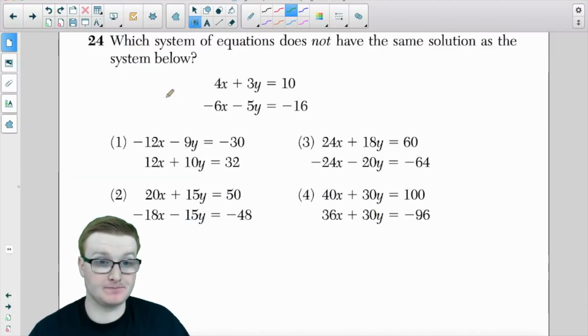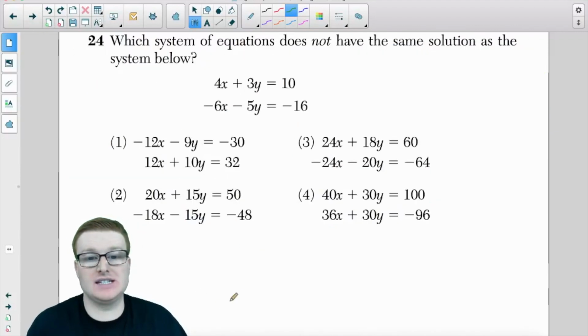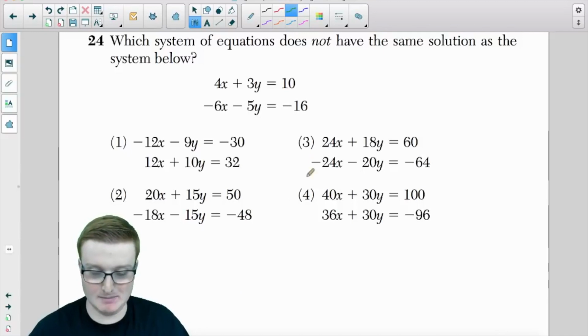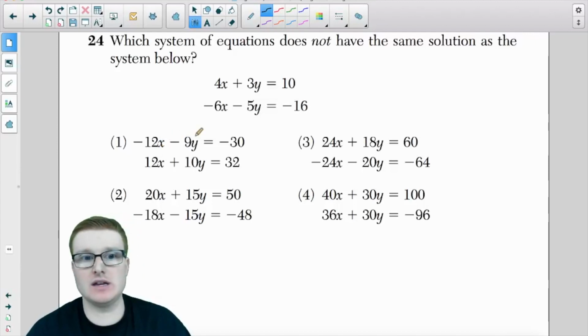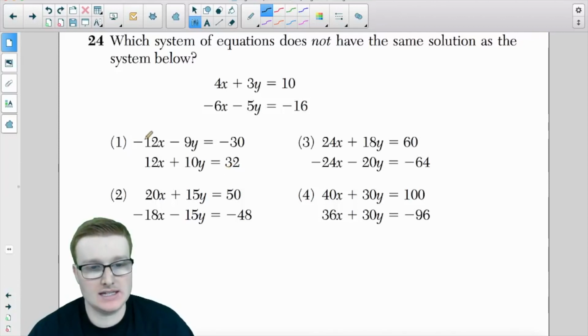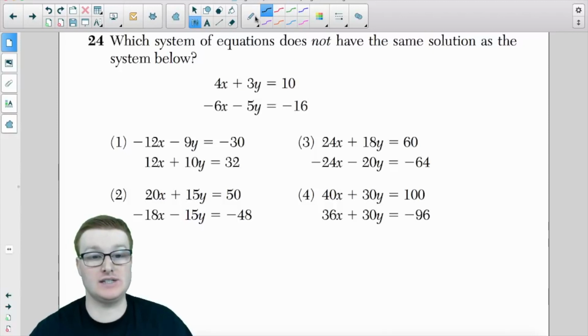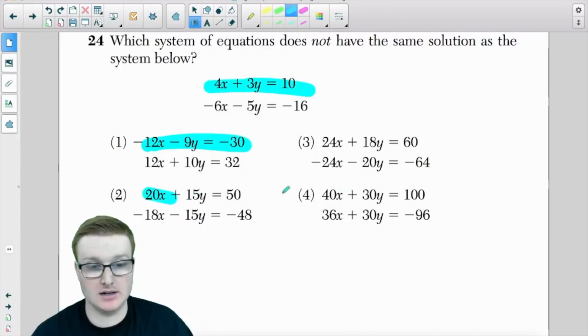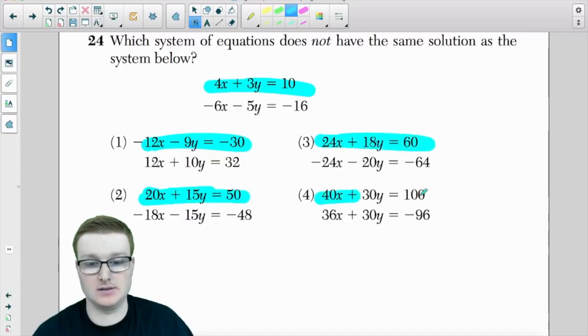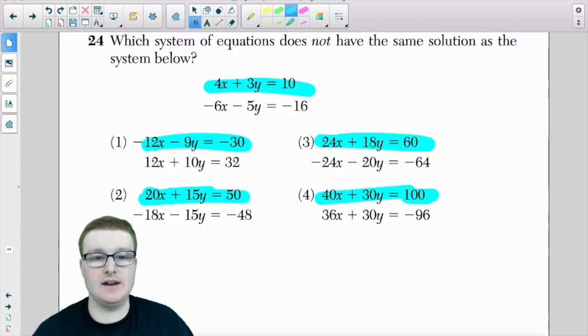Last question of this video. Which system of equations does not have the same solution as the system below? So basically, this is a very common question. All they're doing to you here is multiplying these numbers by some number, by a scalar. So in this case, the top equation is 4x plus 3y equals 10. You're looking and comparing these here. You're looking at all of these. Okay? So let's go ahead and figure this out.